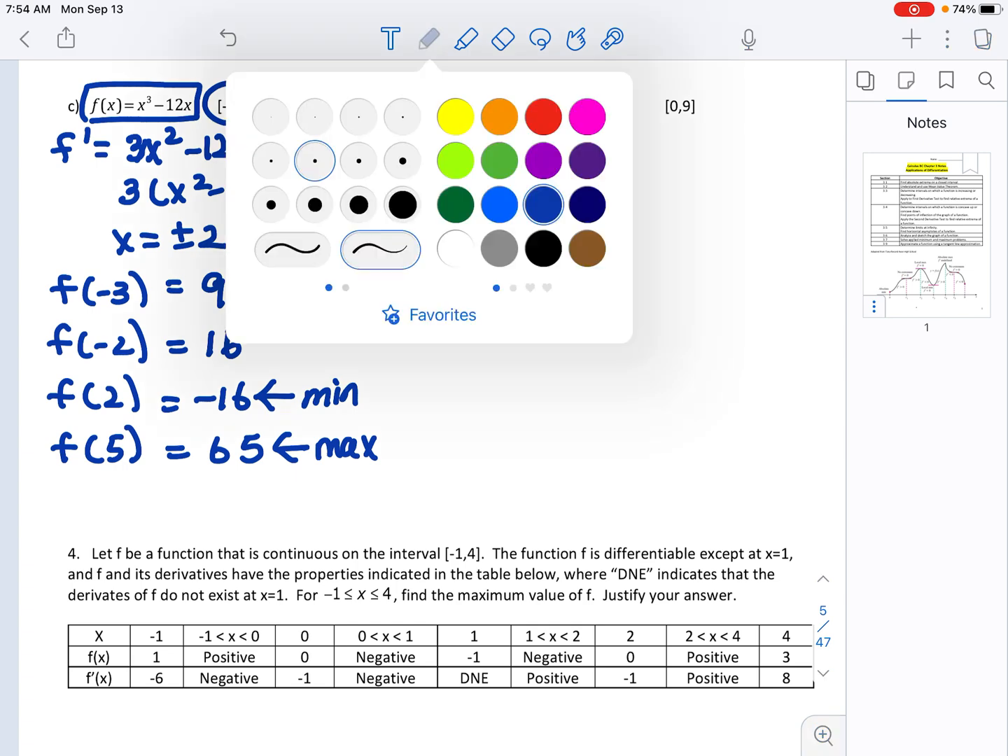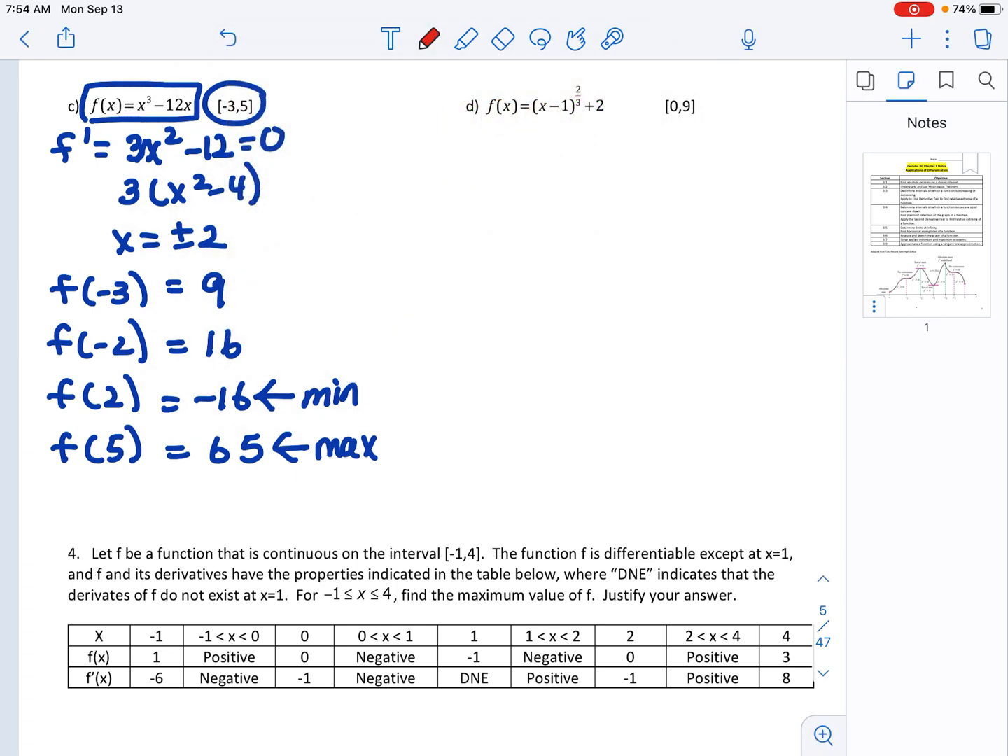Okay, let's try one more, the next one. So again, start by taking your derivative. I'm going to bring down the 2/3, reduce the power by 1. The derivative of 2 by itself is just 0. And I'm going to clean this up a little bit before I find my critical numbers.